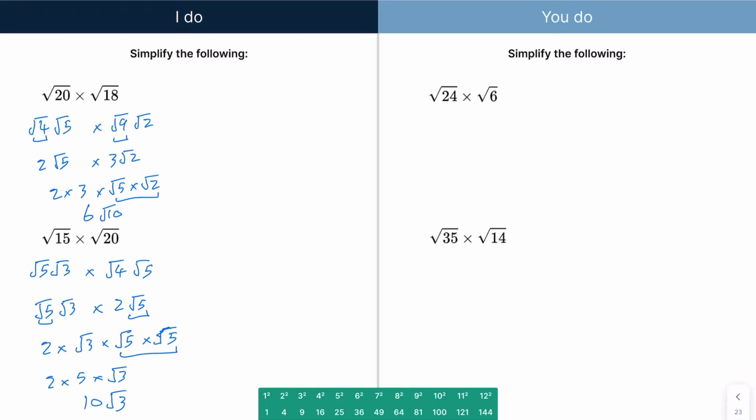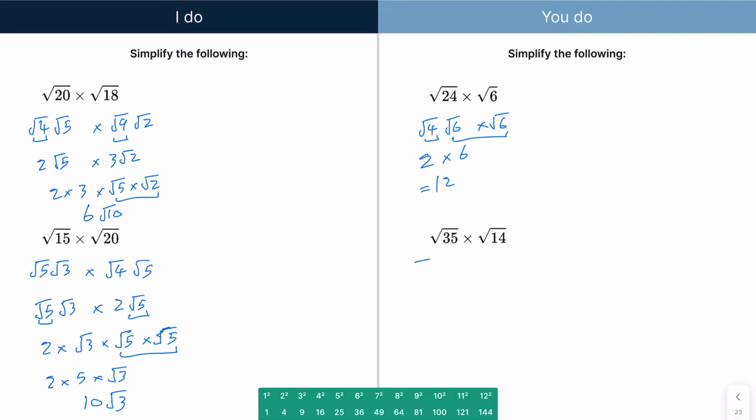So again, hopefully you've pressed pause and had a go at the examples on the right. So that becomes 2, and then the root 6. So that becomes 2. These two combine together to give me the 6, which then becomes a 12.